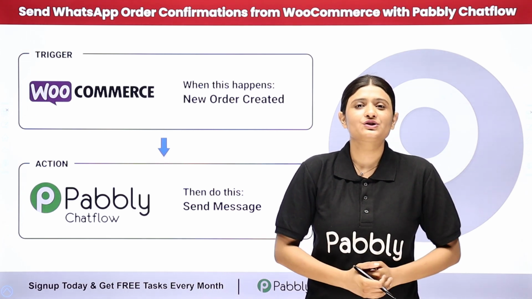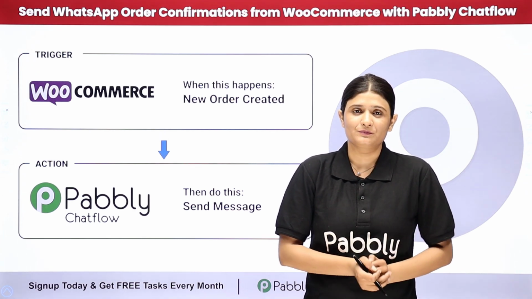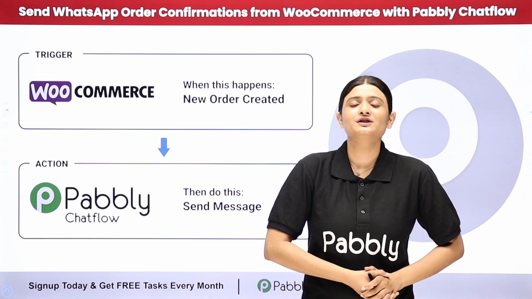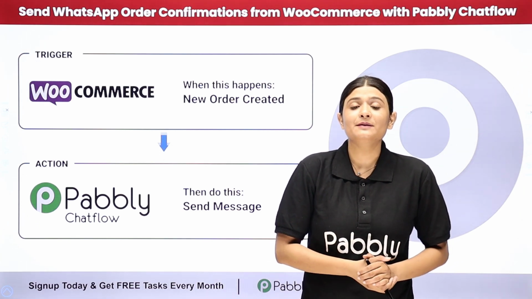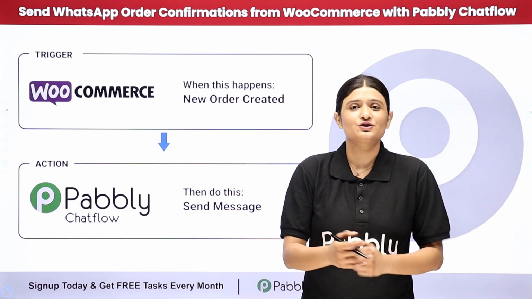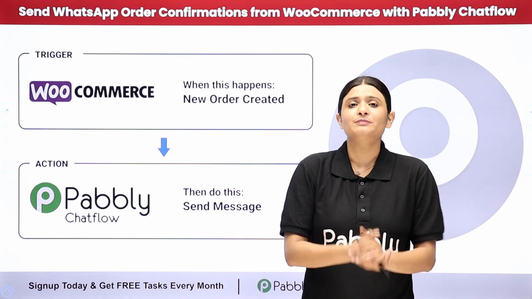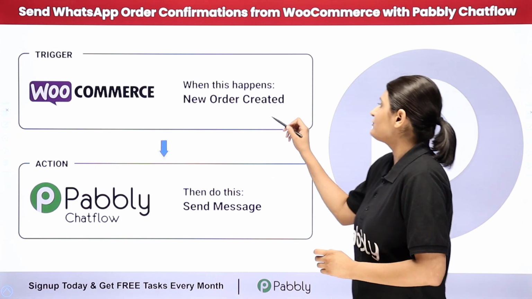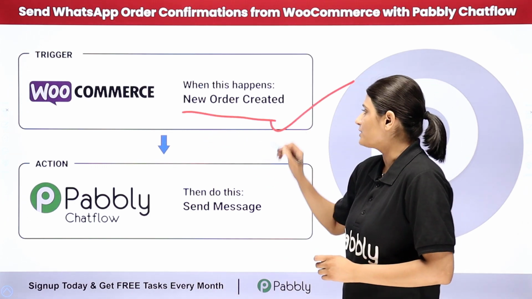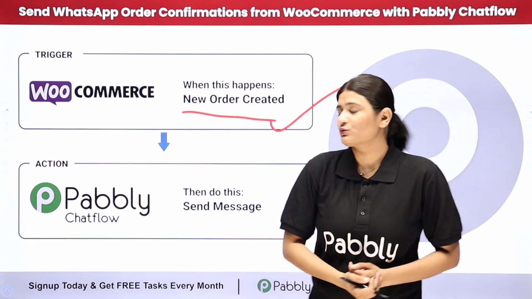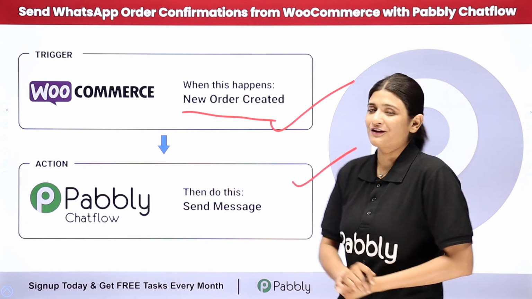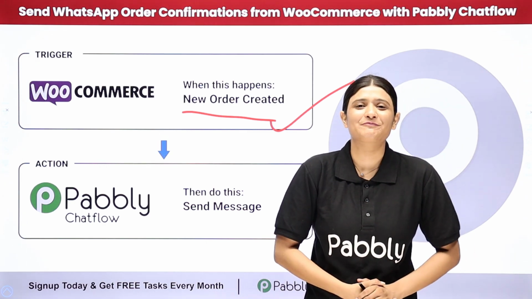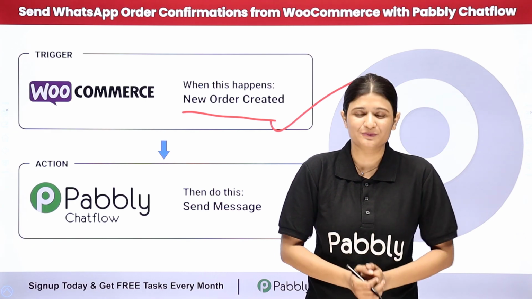And to do this automation, I'm going to use Pabbly Chatflow. So Pabbly Chatflow is the newly launched application of Pabbly, which helps us send automated WhatsApp messages to our customers. With the help of Pabbly Connect, I'm going to build this connection in such a way that whenever there will be a new order created in my WooCommerce, an automated WhatsApp message will be sent with the help of Pabbly Chatflow. Now, if you want to learn the step-by-step process, then let me take you all to my screen.